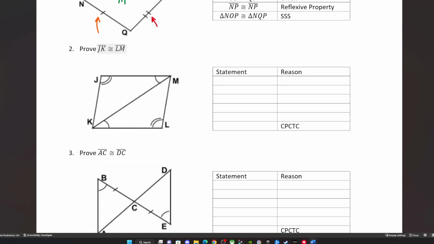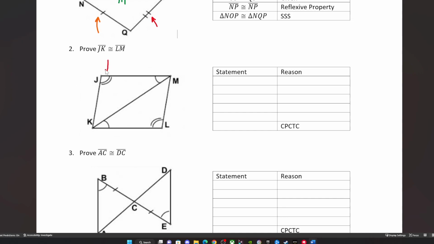For this one, they're asking us to prove that JK is congruent to LM. JK is this side length over here on the left, and LM or ML is this side length over here on the right. We have no markings. We don't know that they are congruent. They may seem like they're congruent, but we don't know anything about them yet. We have a few given statements right here.